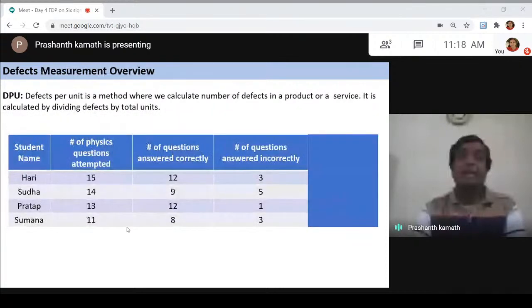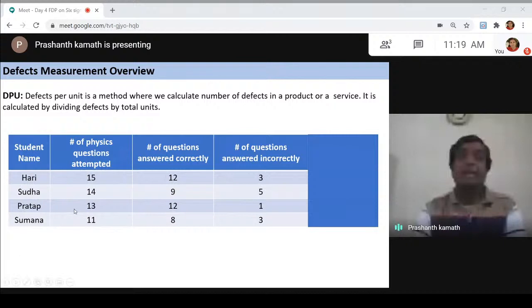Okay, the first thing that comes in defects is DPU, nothing but defects per unit. DPU stands for defects per unit. It is a method where we calculate the number of defects in a product or a service. It is calculated by dividing defects by total units. Here I have tried to give an example from an academic standpoint, and I hope you will be able to understand this.